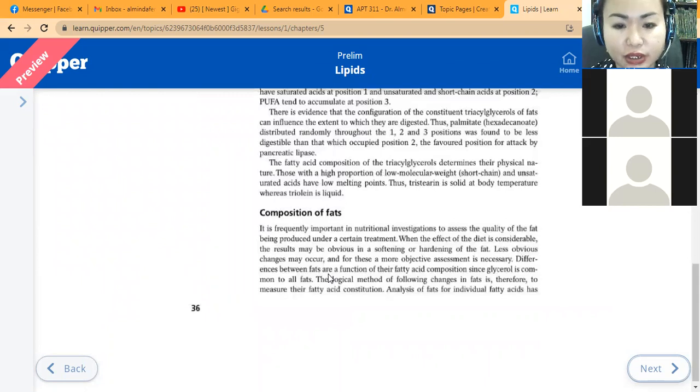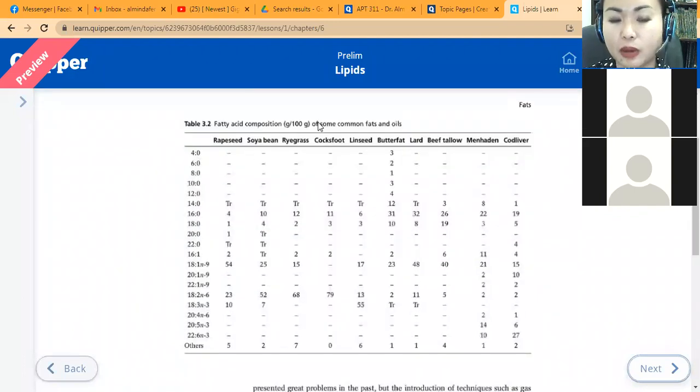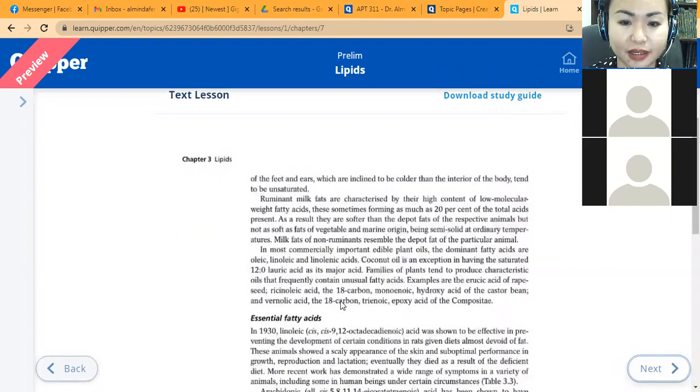So what are the compositions of fats? These are the fatty acid compositions per 100 grams of some fats and oils, from rapeseed, soya beans, rice, and so on. This is the ratio in terms of fatty acids, just to show you. For example, fish oils have highly unsaturated carbon 20 and carbon 22. That's why fish oil is really very healthy, because it's more on unsaturated fatty acids. Fish oil is made into vitamins. It's rich in DHA, which is good for the heart.